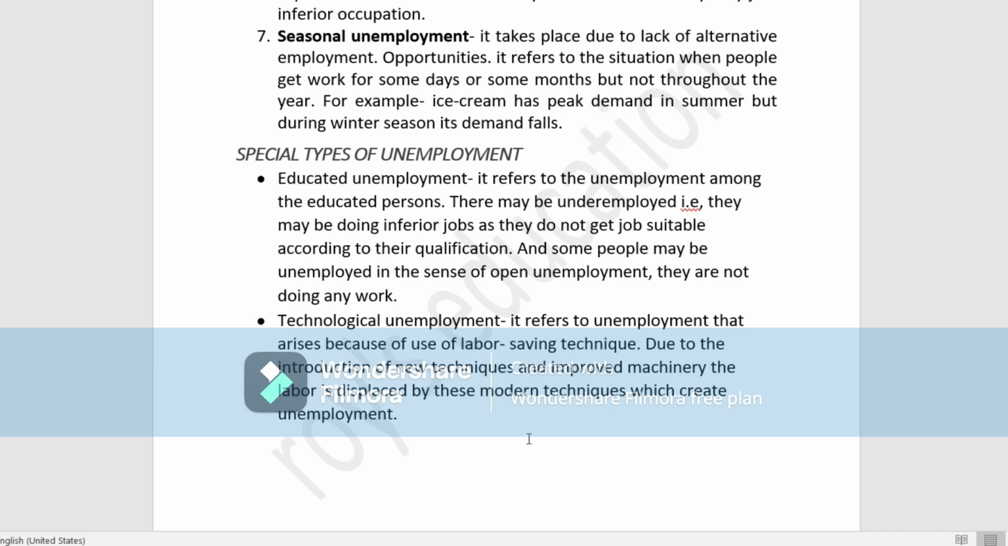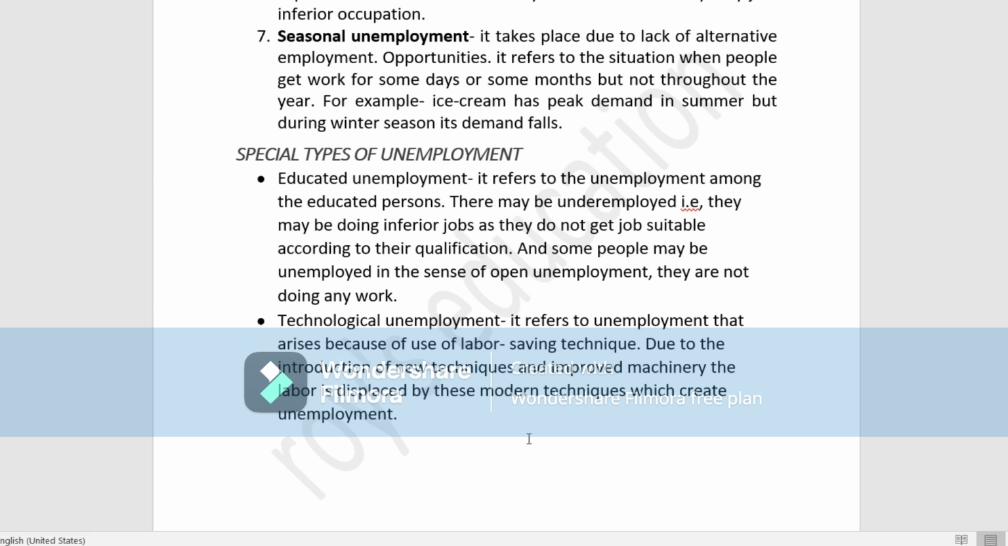So they remain unemployed because the companies won't choose them. This is called technological unemployment, because they don't know how to use the modern technology, and therefore they remain unemployed.